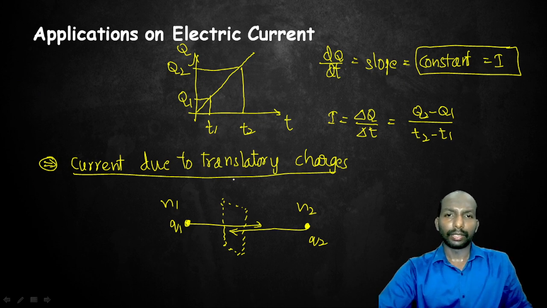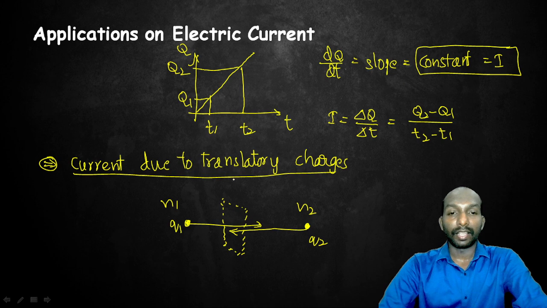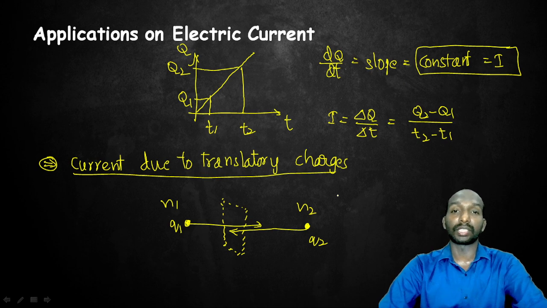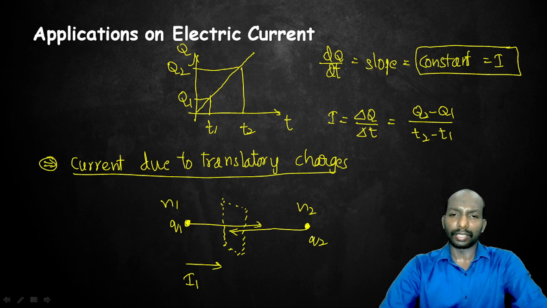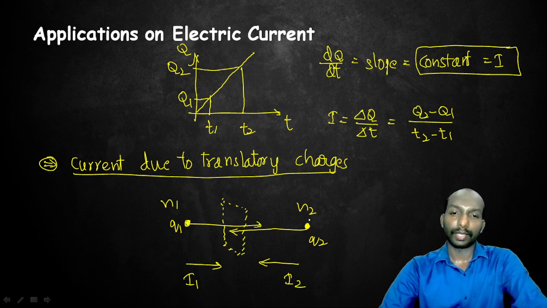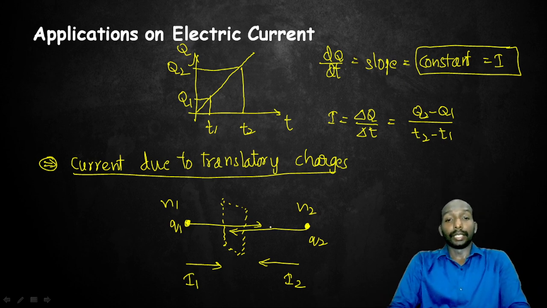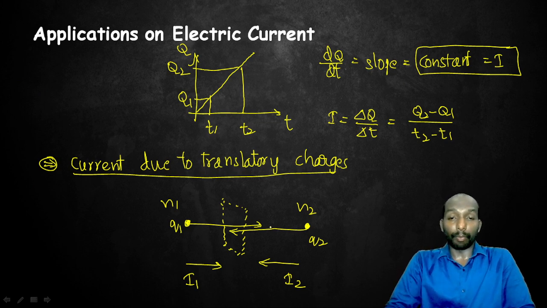For positive charges, the current direction is also in the direction of motion of the charges. Here we have taken both as positive charges, so the current due to the q1 charges will be from left to right. For n2, q2 charges, q2 is also positive, so in this case also the current will be in the direction of q2 only, that is I2. If you carefully observe, the currents are in opposite directions.